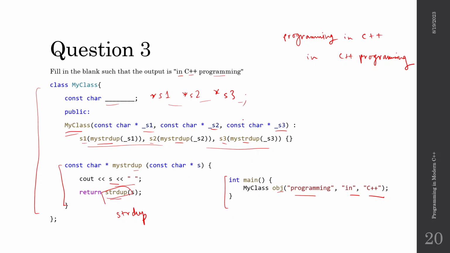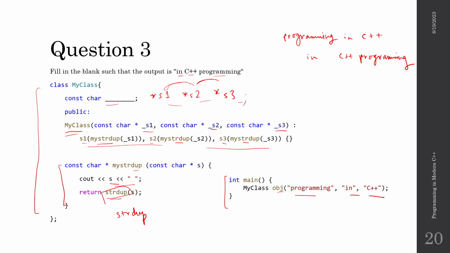So how do we change the order? We can change the order by rearranging the definition of these variables. So if we put one variable before the other, then the order will change. Why? Because the variables are initialized in the order they are defined in the class. Okay, it doesn't matter how they are ordered in the initializer list. In the initializer list it's fixed, you can see it's s1, s2, s3, but they are actually initialized in the order they are defined.